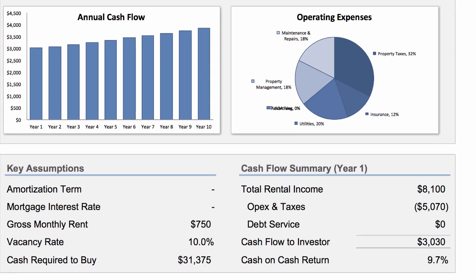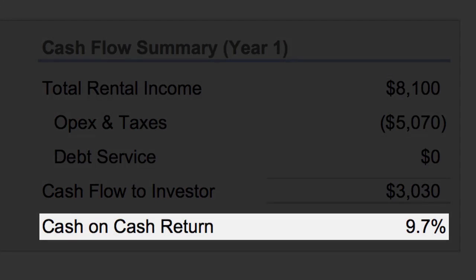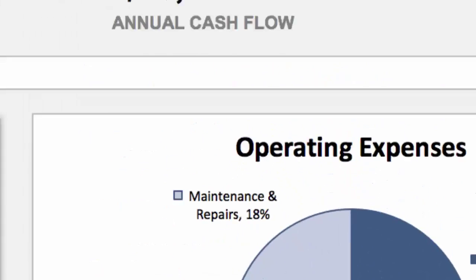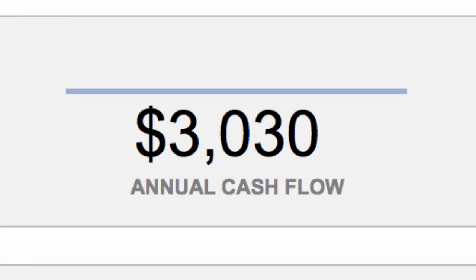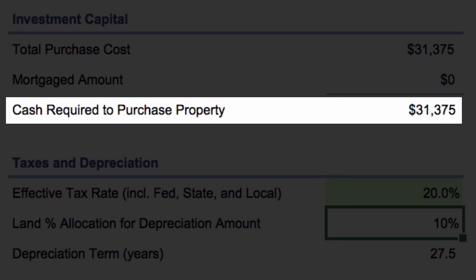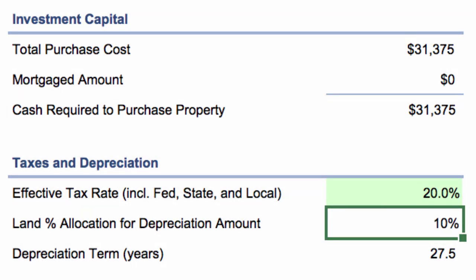One thing I always like to look at is the cash on cash return. And this number is basically telling you how hard your cash is working for you. So based on how much of your money that you're putting into the deal out of your own pocket, what kind of return are you getting on that? And this number is calculated by taking your annual cash flow and dividing that by the actual dollars you are having to put into this deal to buy it, which in this case comes out to a total of $31,375. So that's where that comes from.